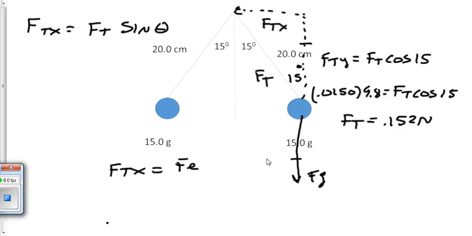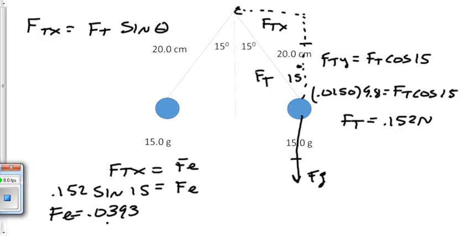Okay, so I'm going to take my answer, 0.152 times the sine of 15, which is equal to force electric. And force electric has a value of 0.0393 newtons. And that would equal our force electric between these two charges.